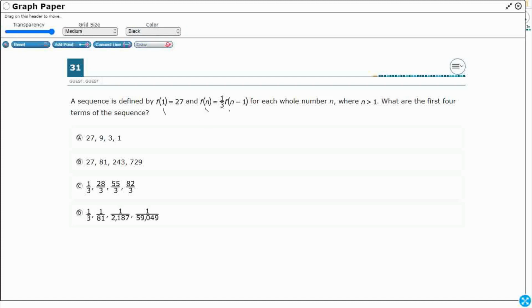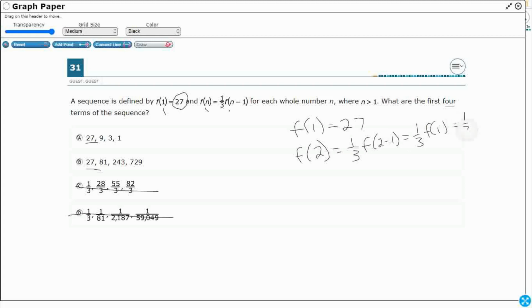So first off, if your first number is 27, let's get rid of C and D because they don't have 27 as the first term. Okay? So f of 1 equals 27. Then f of 2, I want to take the second term of the sequence, is going to be 1/3 of f of n minus 1, so f of 2 minus 1, which equals 1/3 of f of 1, which we just said was 27.